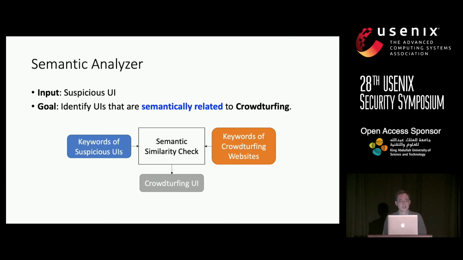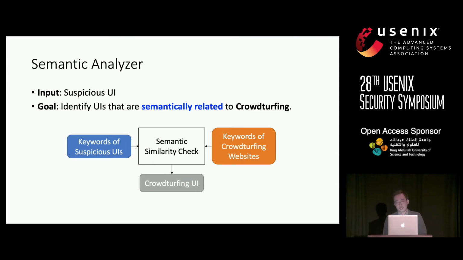Let's take a look at the semantic analyzer. Given the suspicious UI as an input, the semantic analyzer focuses on deciding whether the suspicious UI are indeed crowdturfing UI by doing a simple similarity check. For that purpose, we extract the keywords from the suspicious UI set that we received from the structure miner. We apply clustering algorithms, purifying techniques, and finally apply word2vec to change it to vector space for similarity check.